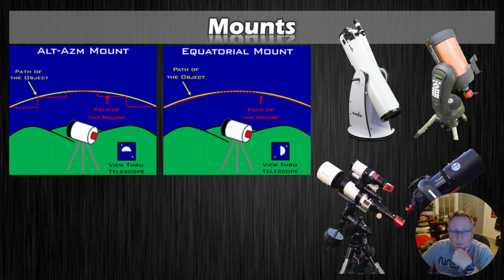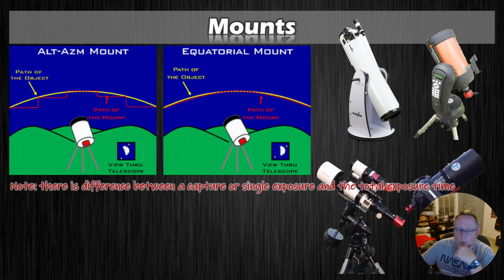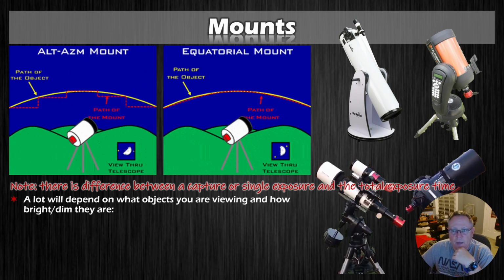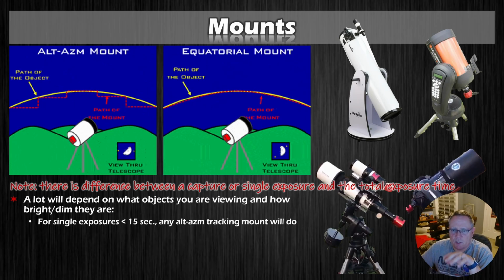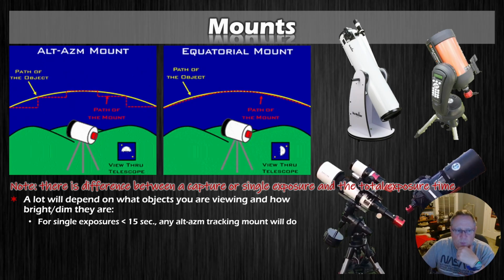It does not rotate. Now, alt-az mounts are much easier to set up, but generally don't offer the same sort of precision in tracking as an equatorial mount. The type of mount that you're going to want to use is going to depend a lot on what objects you're viewing and how dim or bright they are. And when I talk about some of these exposures, I'm referring specifically to the capture of a single exposure and not necessarily the total exposure through multiple snapshots.